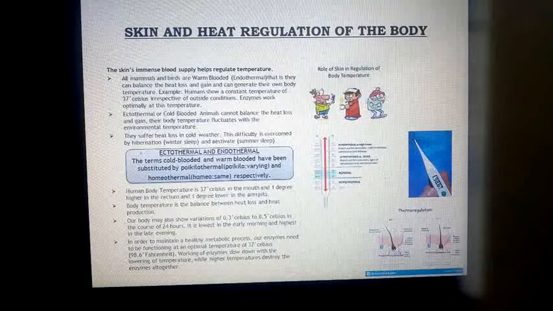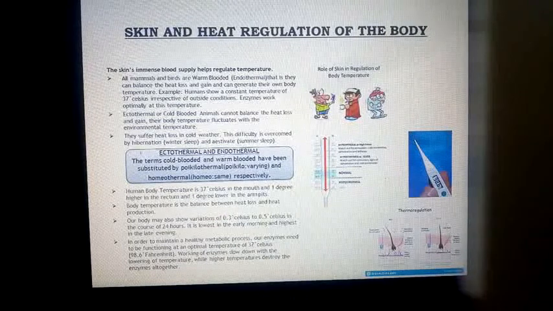Their body temperature fluctuates with the environmental temperature. They suffer heat loss in cold weather. This difficulty is overcome by hibernation and estivation, winter sleep and summer sleep. Ectothermal and endothermal, these terms, cold-blooded and warm-blooded, have been substituted by poikilotherms, poikilo means varying, and homeotherms, homeo means same, respectively. Human body temperature is 37 degrees Celsius in the mouth and 1 degree higher in the rectum and 1 degree lower in the armpits.